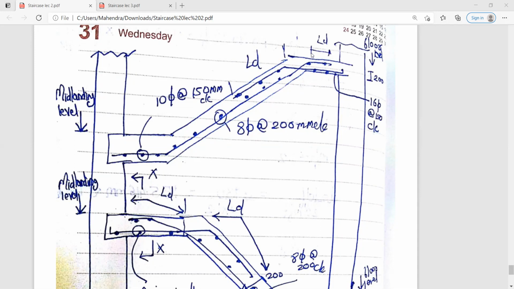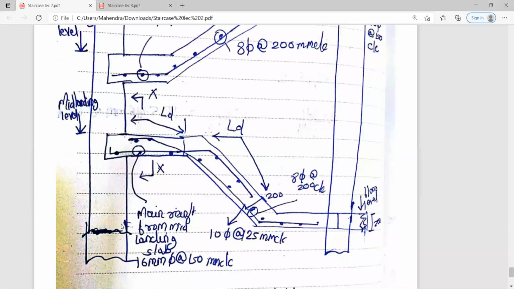And LD is nothing but your development length. As for the staircase, I've told you earlier also, no need to do the check for the development length. So just you are shown over here that this is your development length. This is for the flight 1. Then for the second flight, again here there is your development length, that is LD, and the depth of the waist slab. Again, the depth of the waist slab is provided, that is 200 for the second flight also.